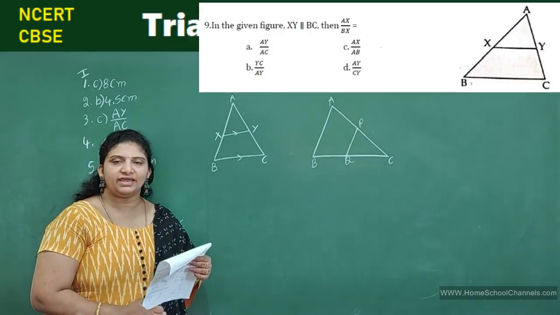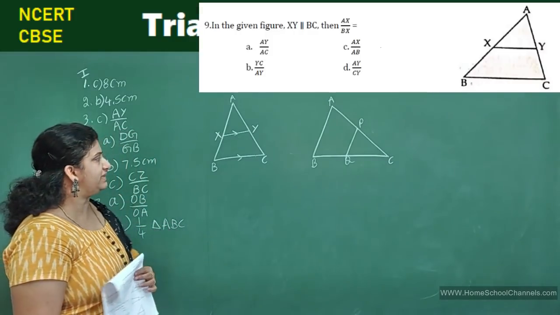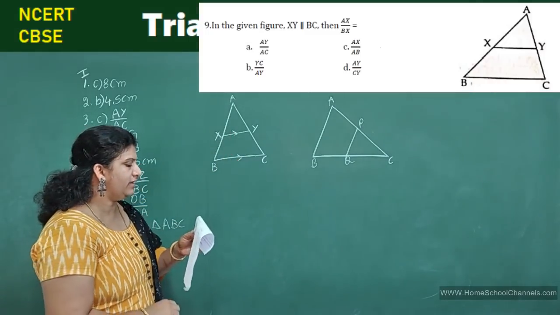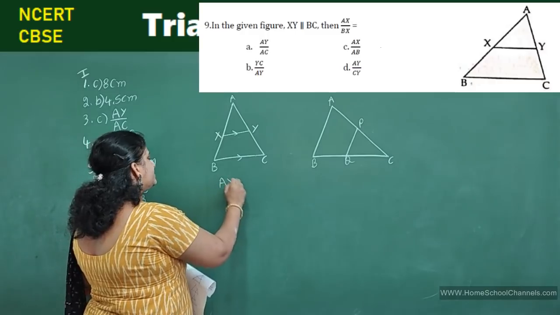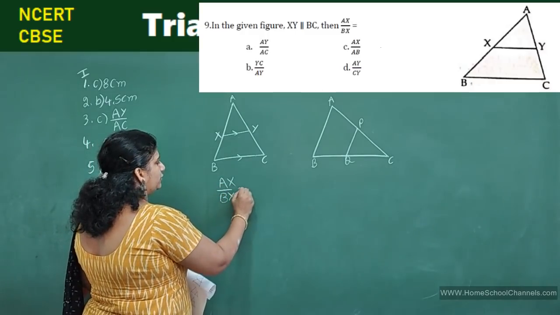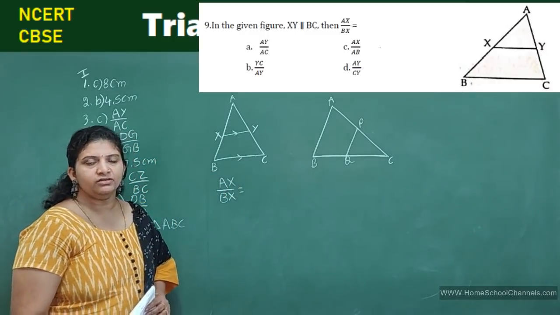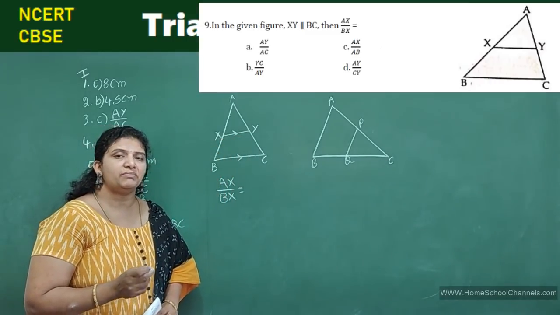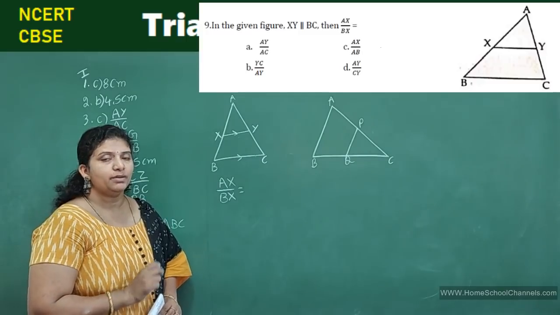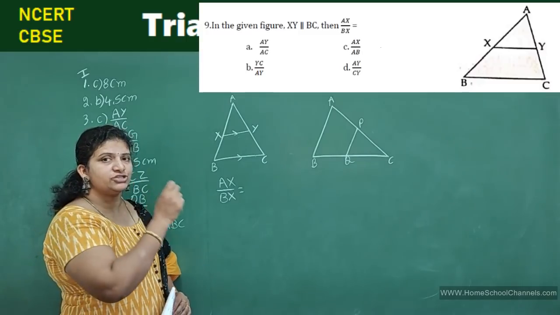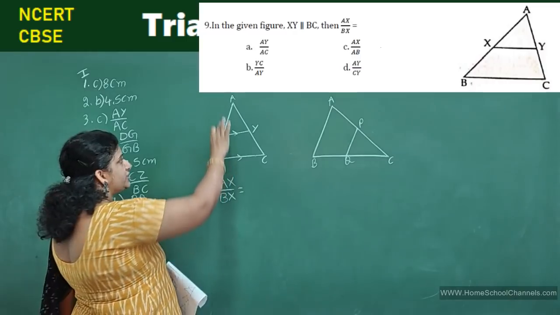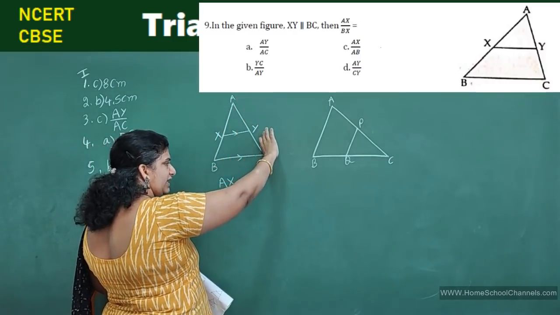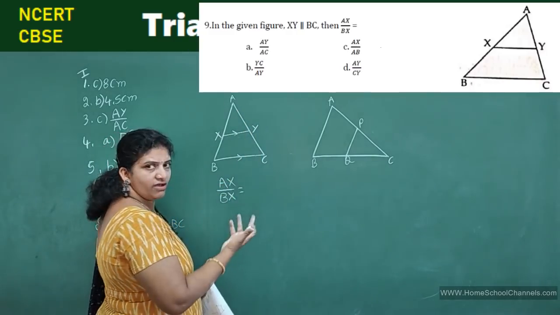Ninth one. In the given figure, XY is parallel to BC. Observe the figure, XY parallel to BC, then AX by BX is equal to. This is a direct question. If this line is parallel to BC, then I can remember the basic proportionality theorem. By BPT, the ratios are in proportion. Which ratios? AX by BX, I can write AY by YC, or AY by CY also.